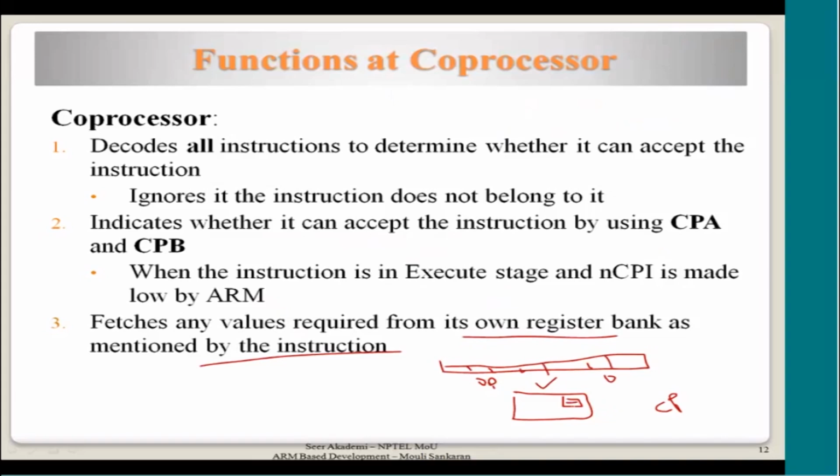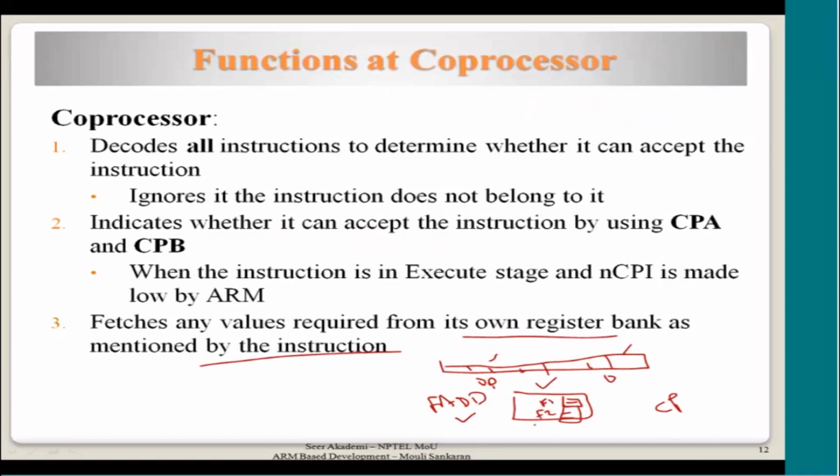It will be its own registers. I told you that the coprocessor also has its own register set. So the opcode operands may be from those register files. So here FAD, suppose it mentions that you perform a floating point arithmetic using those registers inside the processor.